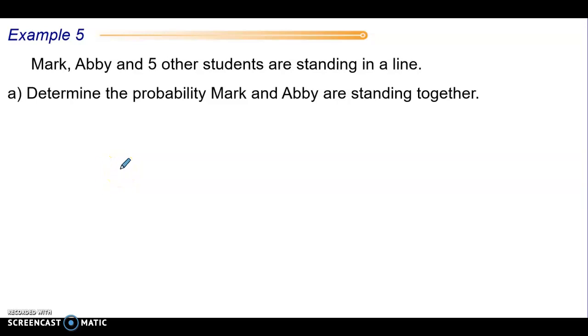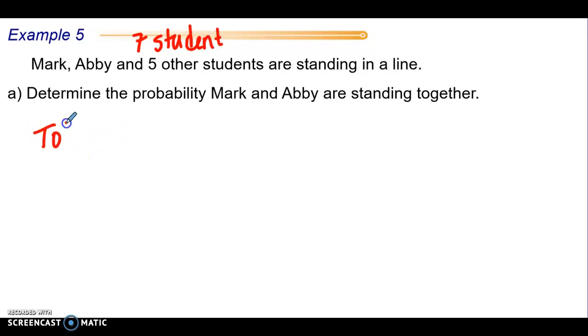Section 3.3, Example 5. Mark, Abby, and 5 other students are standing in a line. Determine the probability Mark and Abby are standing together. So again, we have Mark, Abby, and 5 other students. So there are 7 students in total that we are looking to arrange in a line.